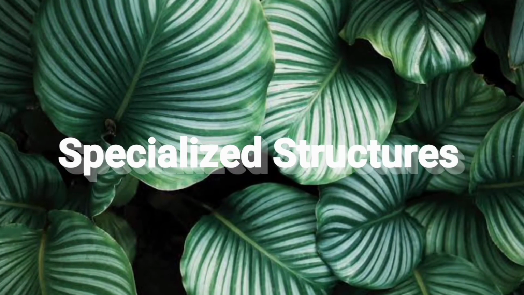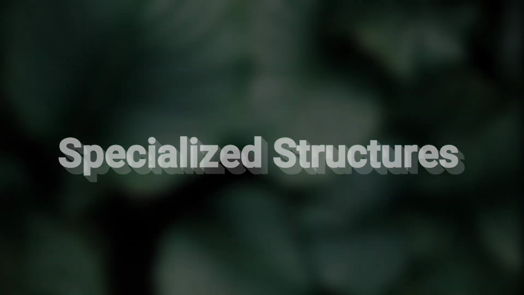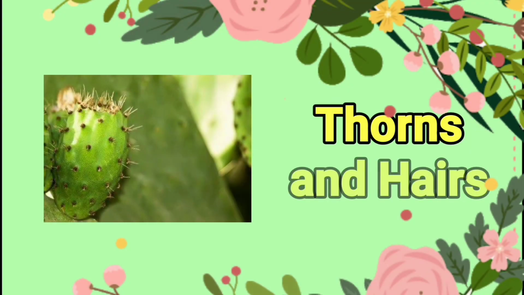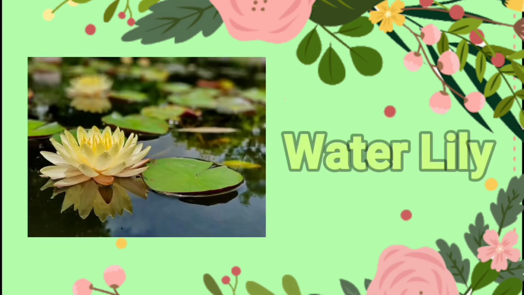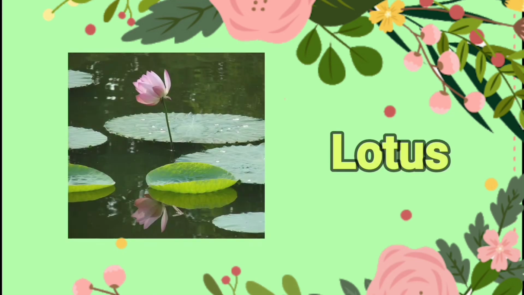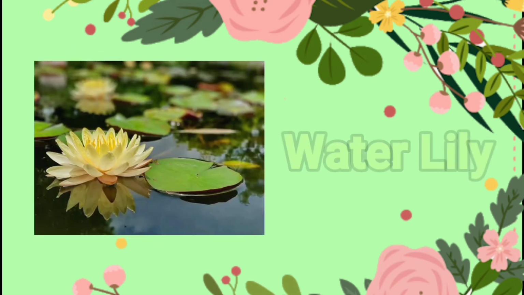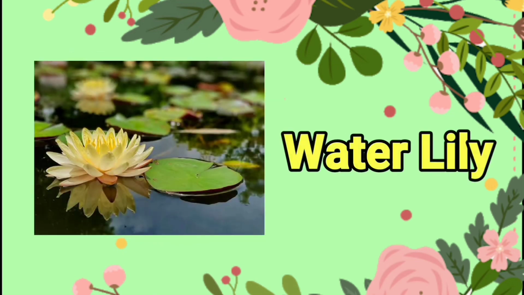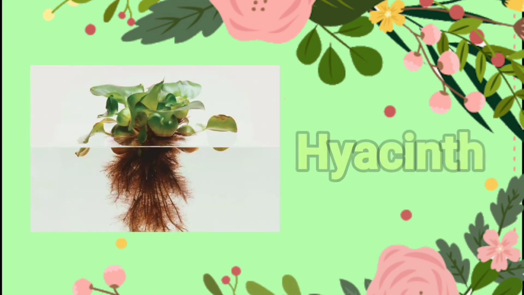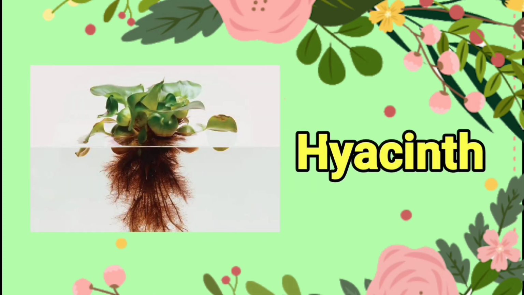Specialized structures are important to plants in order to adapt to their environment. Thorns and hairs are some of the specialized structures of plants. Not all plants have thorns and hairs. The water lily leaves have thick and buoyant leaves, while lotus leaves are flat and broad. Water lilies have wide, flat leaves that help distribute weight over a large area, thus helping them float. The hyacinths have long roots so that they can reach the soil under the water.